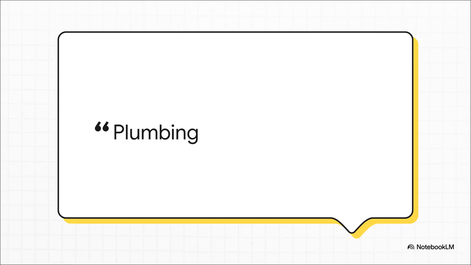The number one most common answer people gave? Just one word: plumbing. And on the surface, that totally makes sense. A pipeline moves something, in this case data, from point A to point B. It feels intuitive. But that's also where the problems with the analogy begin.